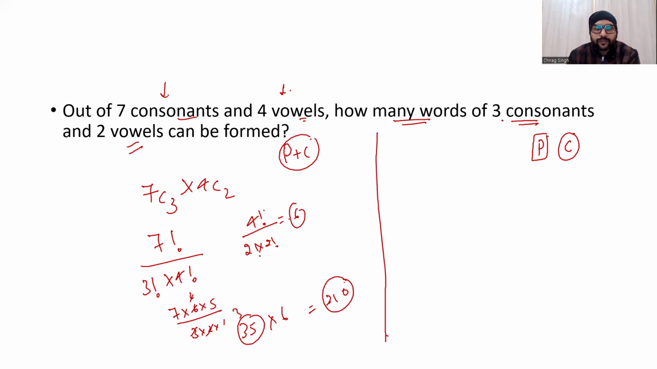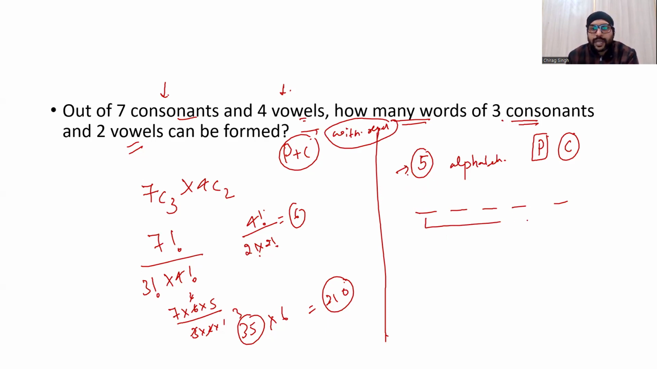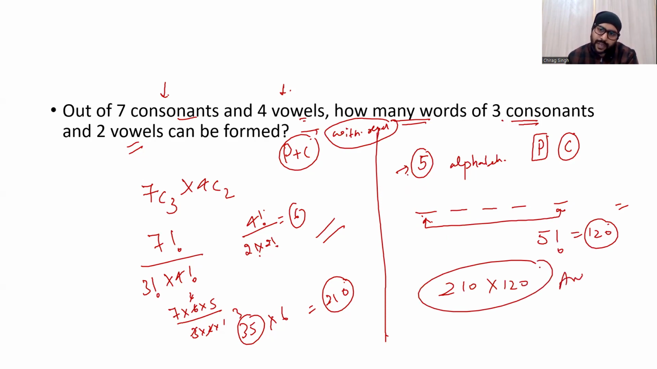Now, how many alphabets I have picked? 5 alphabets. And out of these 5 alphabets, I am taking without repetition. Without repeating the alphabets, how many words can I make out of these 5 alphabets? So as they are 5 alphabets and assuming that all alphabets are different, 5 different alphabets मैंने select करे हैं. Without repeating, मैं words बना रहा हूँ. So number of words would be 5 factorial, that is 120. So here is combination and here is permutation. So 210 into 120. This will be your final answer.